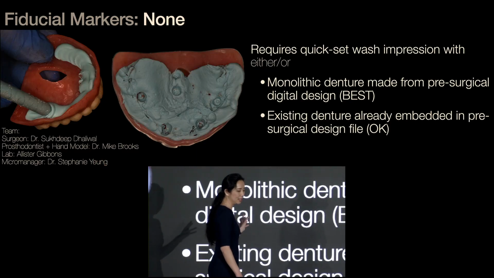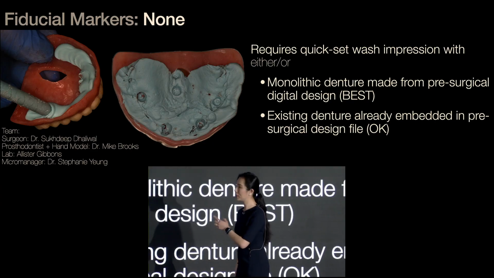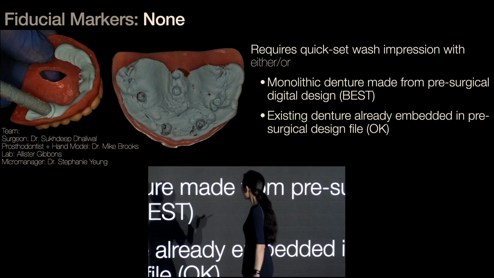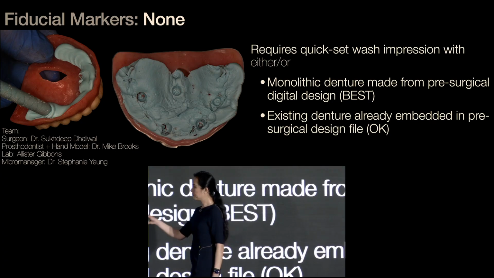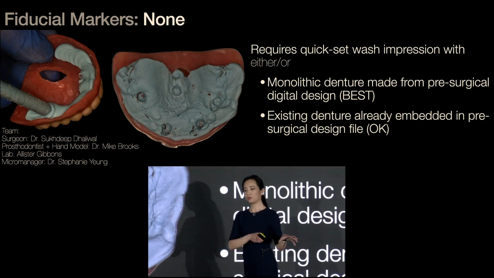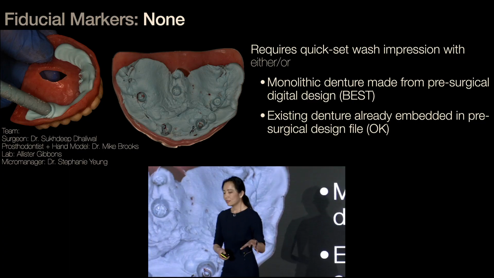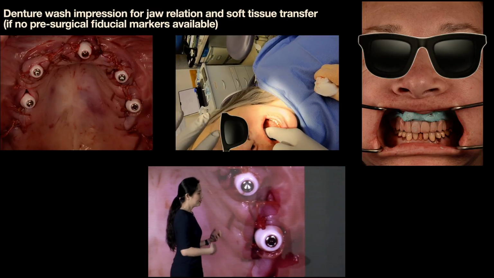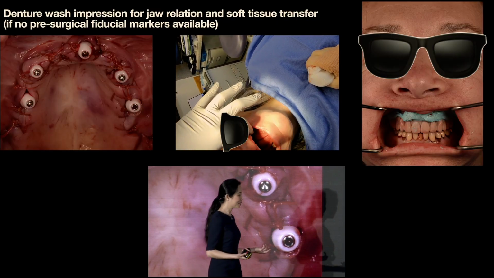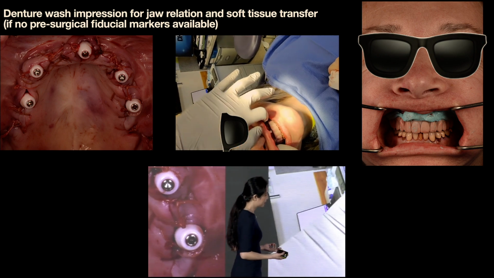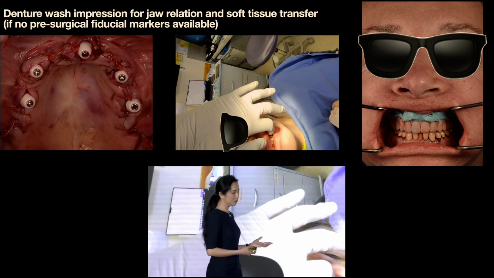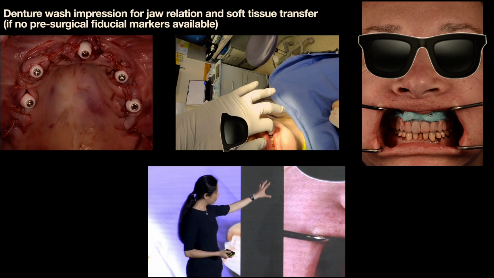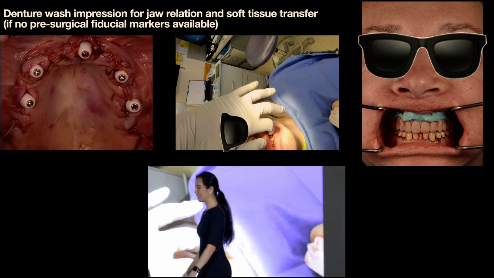And lastly, when you have none, it requires a quick set wash impression using an existing denture or the monolithic denture wash so that we can relate the patient's jaw back to the original wax-up. So here you'll see the denture wash impression being done. No different from trying to seat a denture for the first time. What you're doing is making sure that the occlusion's reasonable. Inject blue mousse. My choice is to use blue mousse because it doesn't rip out sutures. Make sure it's fully seated, and for bonus points, sometimes I'll take a picture and send that to the lab technician.